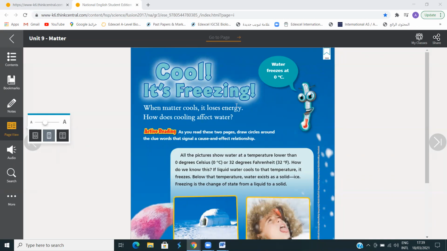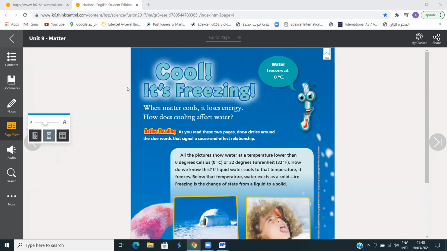We are talking about the heat, my students. You see that the heat will change solid to liquid and liquid to gas. But if you want to change gas to liquid, this is by cooling. Liquid to solid, this is by cooling. So the title here is cooling, it is freezing.